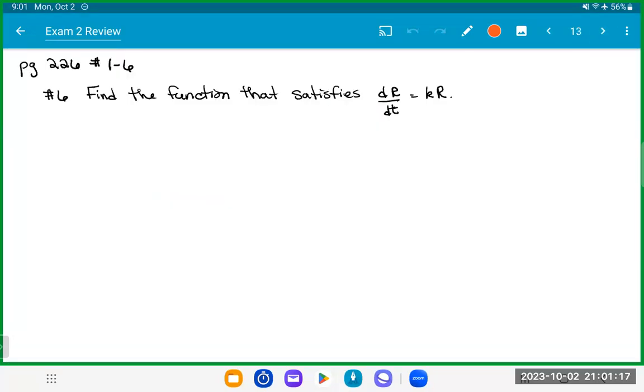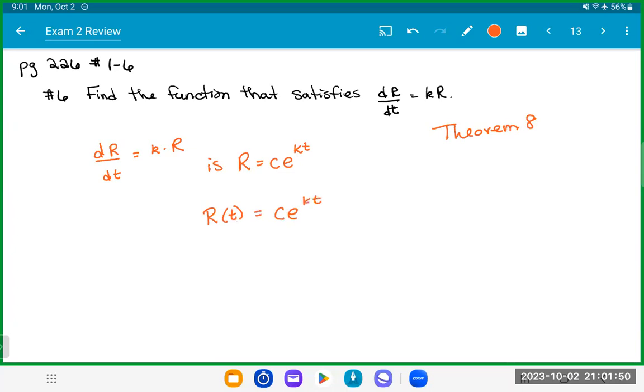So this next one is like the problem that we covered today. It'll be very simple. It'll be like theorem 8 in your textbook. And so we have dR/dt is equal to k times R, which is R is equal to C times e to the kt. Therefore, we just take that information and we transpose it into saying that then our R of t is equal to Ce^(kt). So again, this is just very similar to the problems we worked today in class.